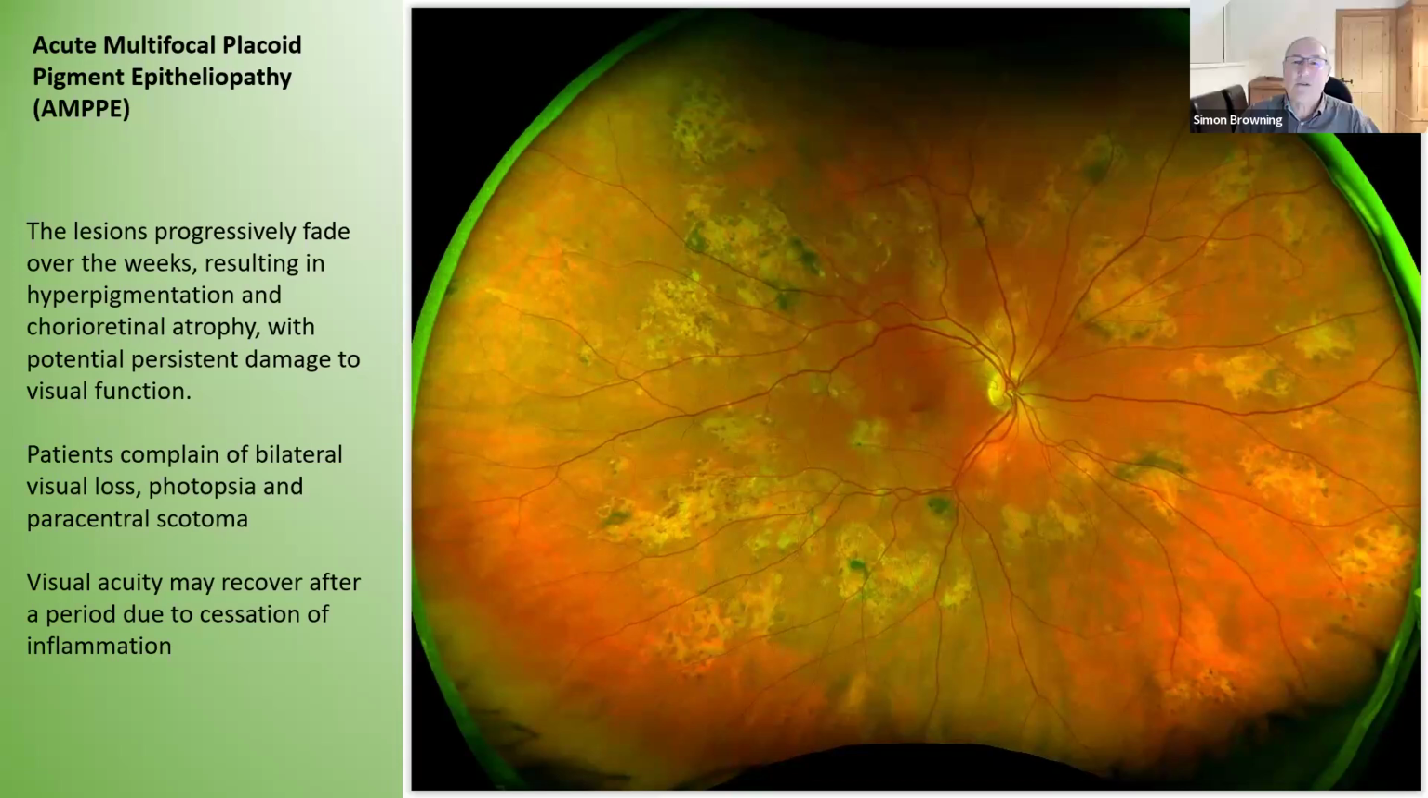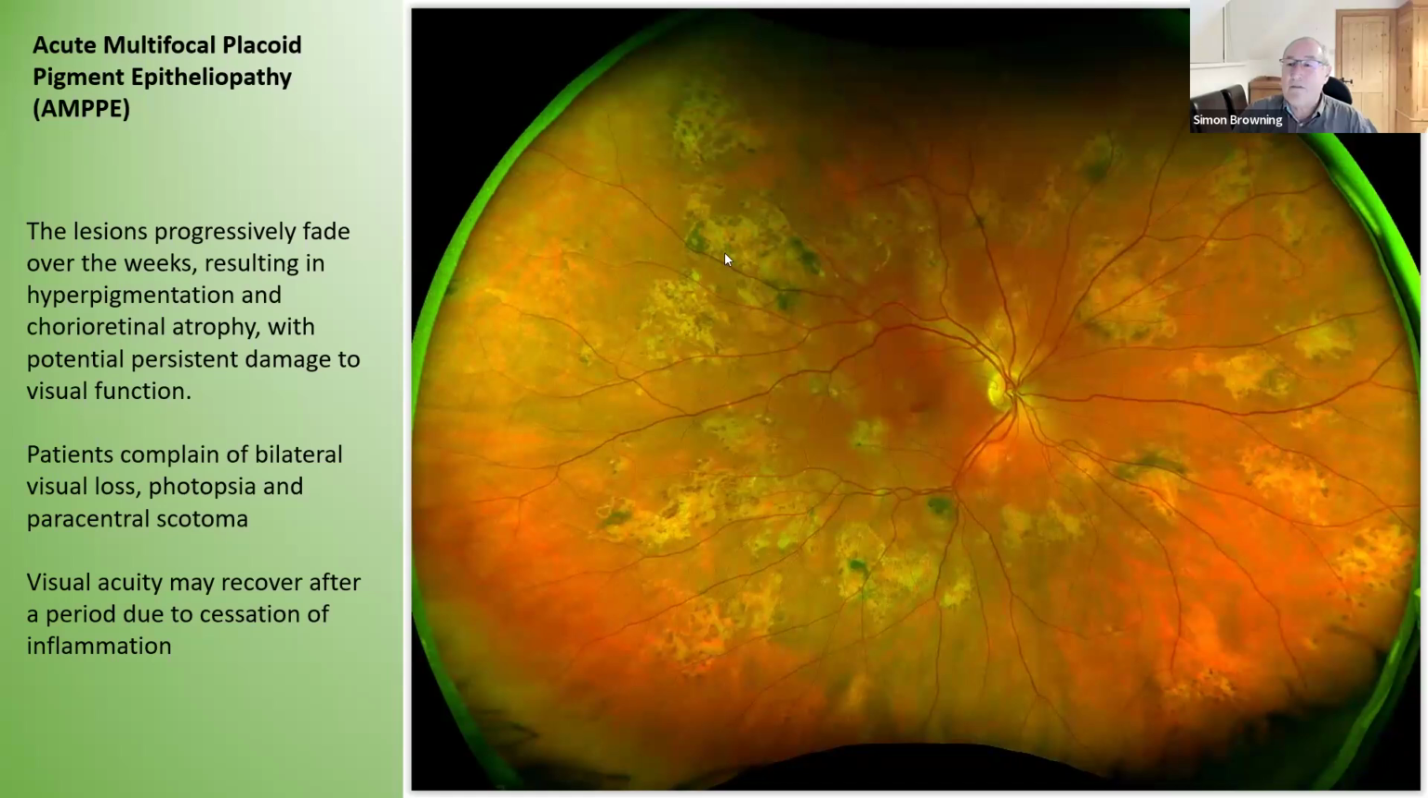You'll see as the inflammation stage breaks down and dies down, it's these areas of hyperpigmentation and chorioretinal scarring. This is where you get the pigmentation appearing on the retina. And there is a potential to damage visual function if you've got macular involvement here. And the patient will often complain of bilateral visual loss, photopsia, or even almost blind spots in their vision, which are coincident with these areas of damaged retina. As inflammation dies down, quite often that will improve.